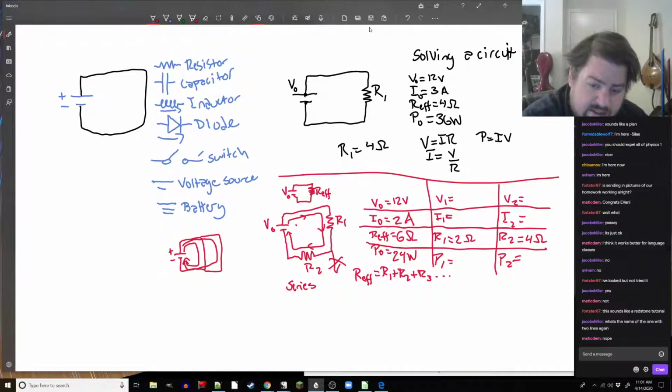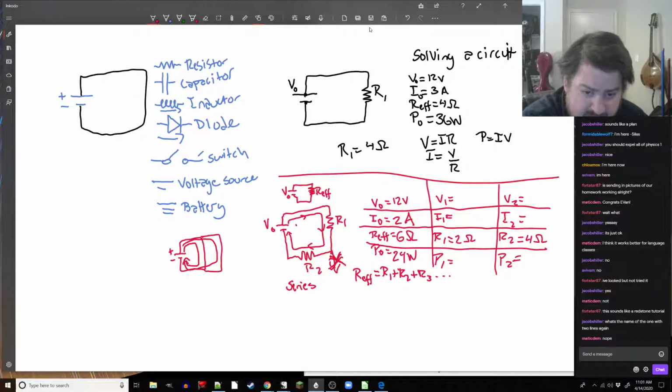Because there's only a single loop, there's no branching, no extra places for current to go. If we imagine current as what it really is, electrons flowing, as long as there's no place for it to split, that current is going to stay the same throughout the entire circuit, right? Imagine it like water flowing through a hose. If this loop is closed, the amount of water flowing through is not going to change anywhere.